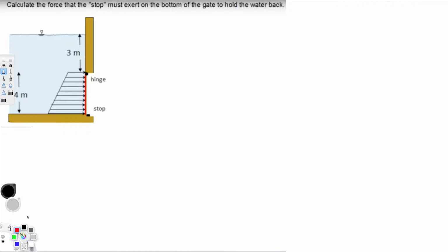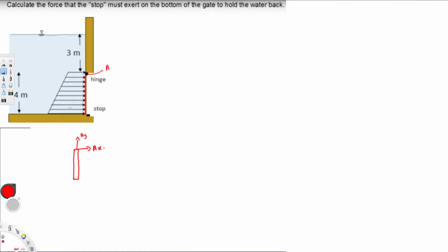So first of all, let's pick up this one and draw it separately. Let's say this point is A. So I'm going to draw this red part separately, and this is the point A. Since this is the hinge, this is going to have two forces, AY and AX.